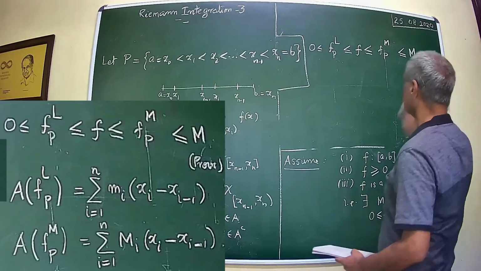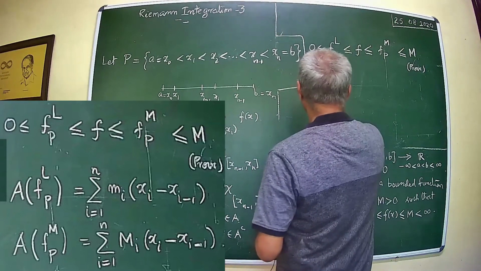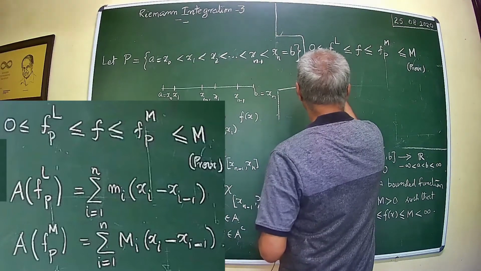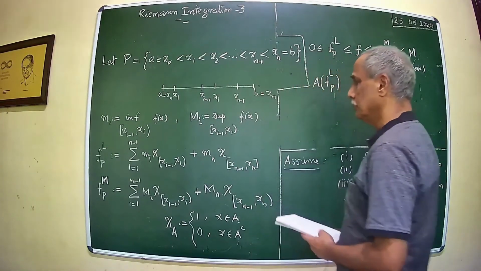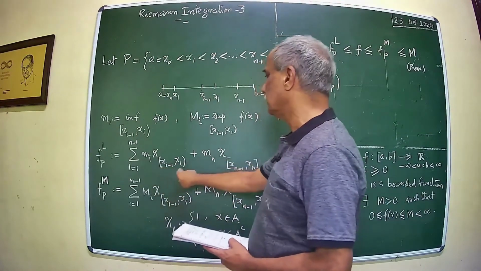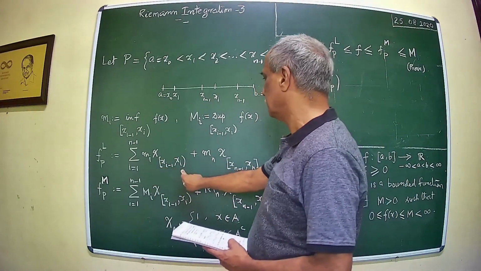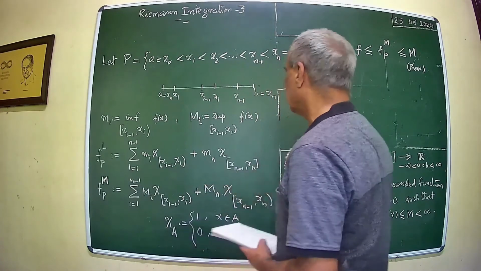Give a proof for this. Now let us compute the area. Area of F L P. This is quite easy to compute. If you look at this function, it is going to be m_i times the length of the interval summed up, plus m_n times the length of this interval.